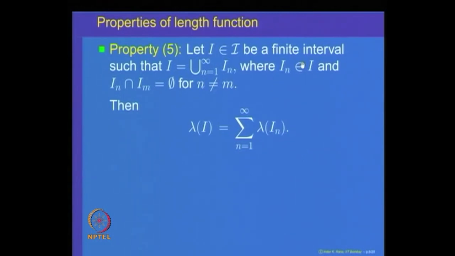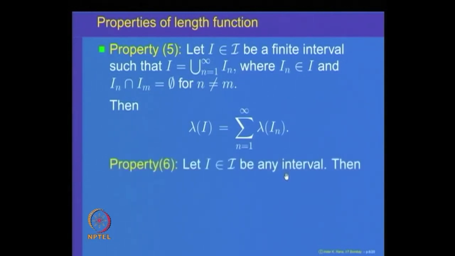We would like to extend this property not only to finite intervals, in fact to any interval. So, for that we need a result, namely suppose I is any interval, then we want to claim that the length of I is equal to the summation of the length of I intersection the interval n to n plus 1. In fact, one can have here the interval left open n and right closed n plus 1, because the endpoint is not going to matter. So, we want to prove that the length of an interval I is the same as the lengths of its pieces which lie inside the intervals n to n plus 1.